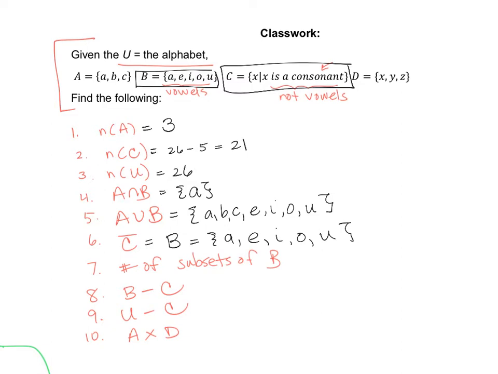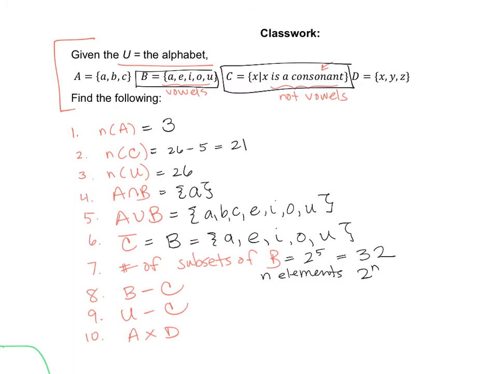Now the number of subsets of B. Remember we said that however many elements are in B, it's 2 to the n. So if there's n elements, there's 2 to the n subsets. You could write them all out, but it's easier if you remember that. So if there's 5 elements, it's going to be 2 to the 5th, which is 32.